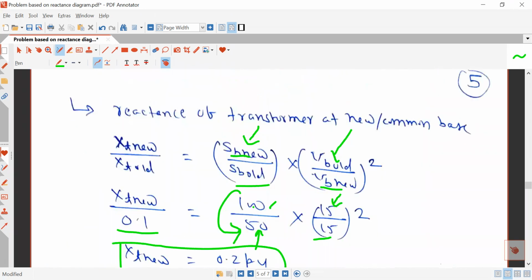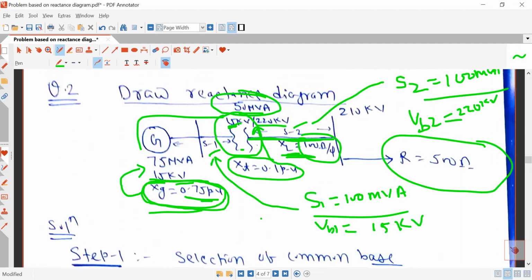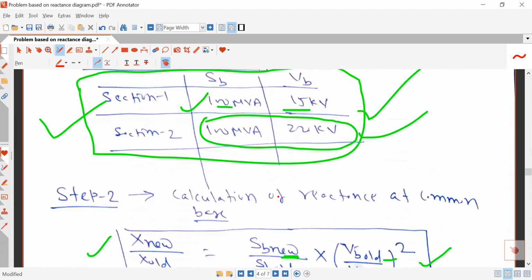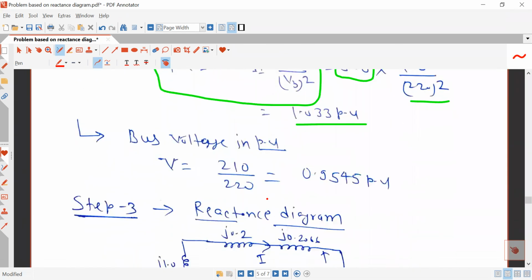these are the reactances on the new base. Now how will you draw the reactance diagram? The generator will be replaced by a voltage source with series reactance. This transformer will be replaced by a reactance. This transmission line will be replaced by a reactance. And this resistance will be connected at the bus. So you can easily draw the reactance diagram.